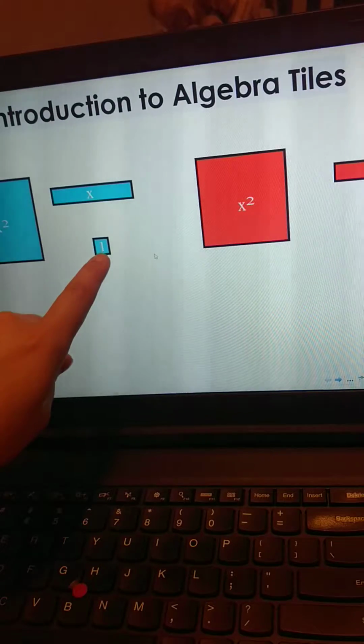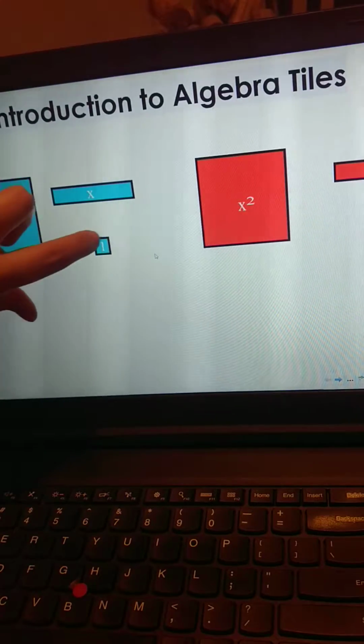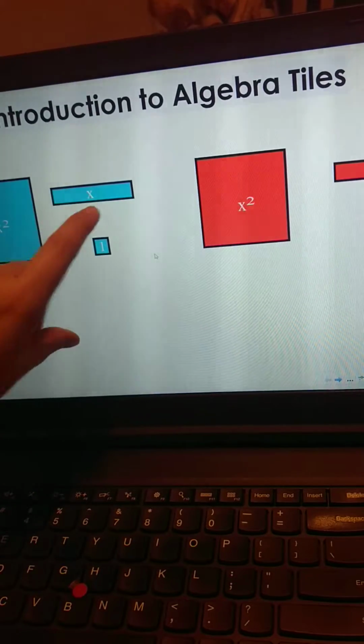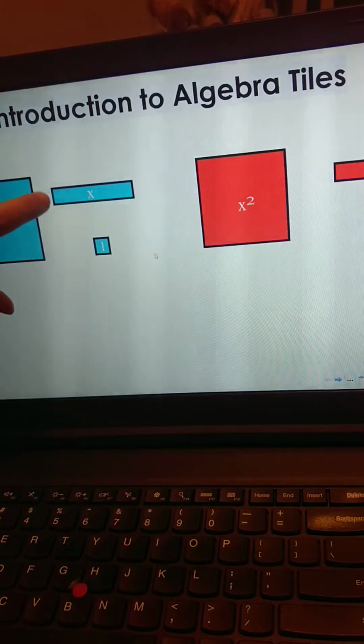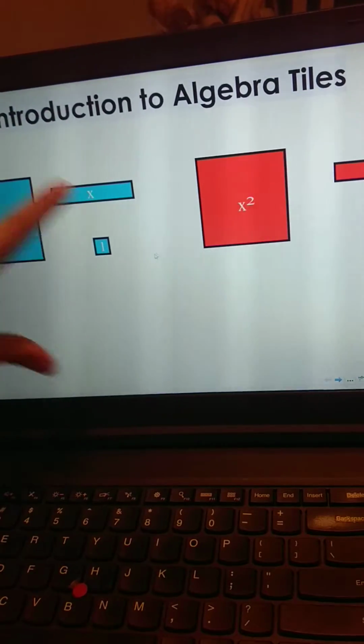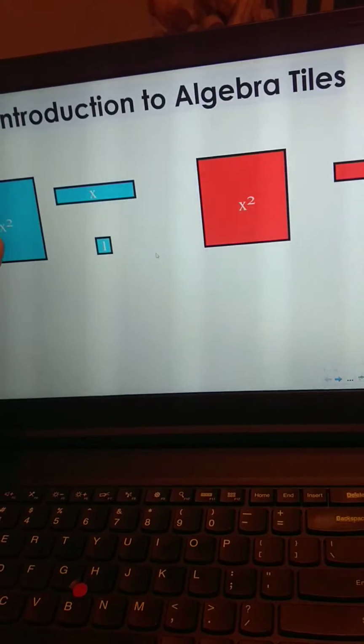So for example, 1 is called 1 because this length and this width are both 1, and 1 times 1 gives an area of 1. X is called x because this is a length of 1 and this is a width of x. X times 1 is x. This is x squared because this is the length of x, this is the length of x, so x times x gives you x squared.